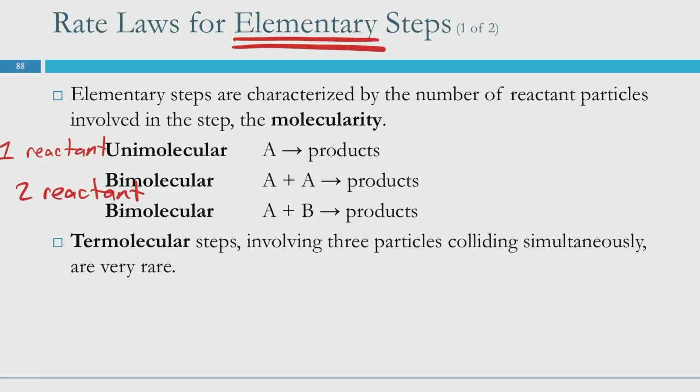So we've got unimolecular, just one reactant particle. Bimolecular, which is two reactant particles. They can be the same identity, they can be different identity. We can also have termolecular. These would all be good words to have in your vocabulary. Termolecular involving three particles. And as it says here in the slides, those are very rare because you're getting three particles to collide at exactly the same time. That's not going to happen very much relative to two particles colliding.